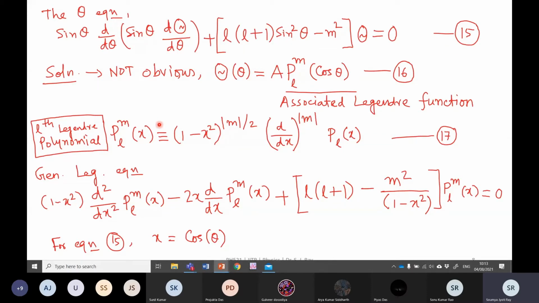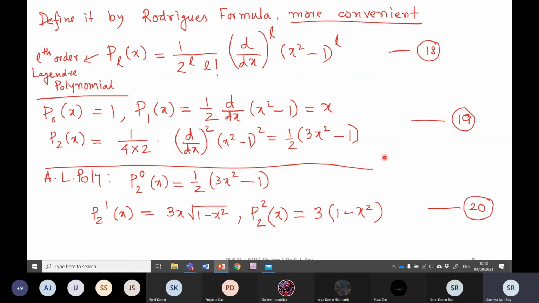So this is the general expression, equation number 18. That is, PL of x will be 1 over 2 to the power L times L factorial, and then d/dx to the power L of (x square minus 1) to the power L. From there you can get all the Legendre polynomials, and once you have the Legendre polynomials, you can get the associated Legendre polynomials also. If any of you is interested, you can plot these functions, like P of x as a function of x, and see the functional dependence of different orders, because these will be directly related to the actual wave function.